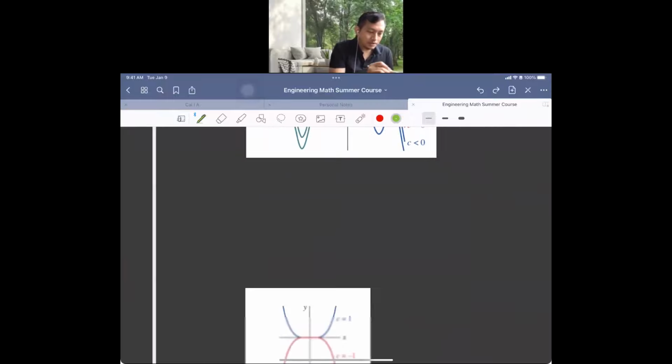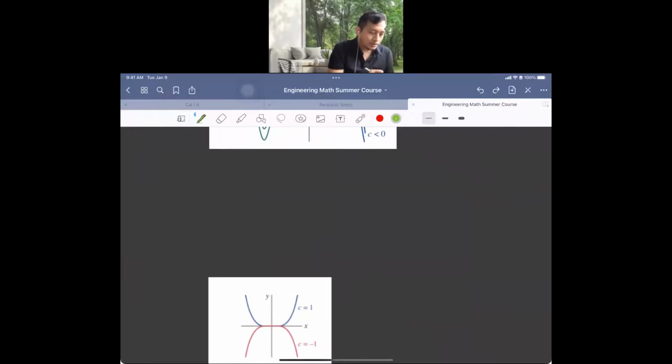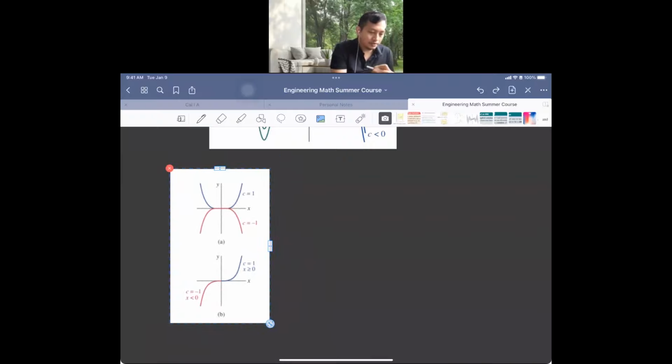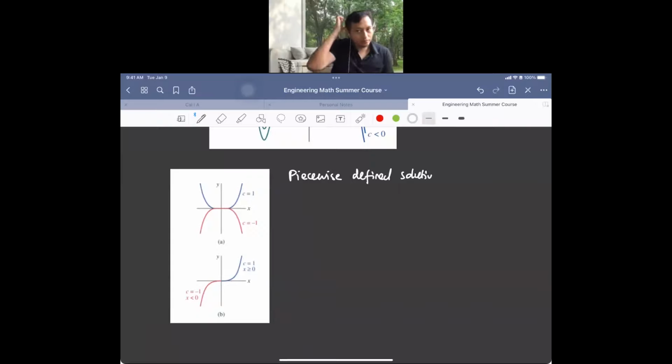And another way to think of the solutions is what we call piecewise defined solutions. Let's say we have y equals cx to the power of 4. Let's say we verify.